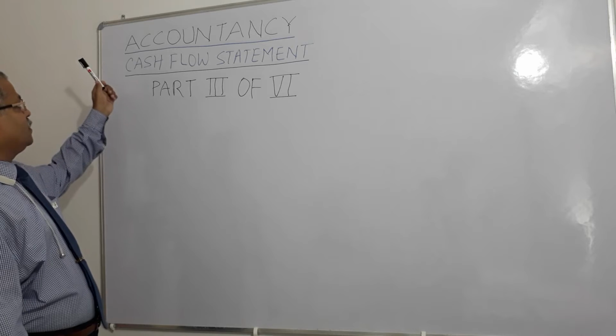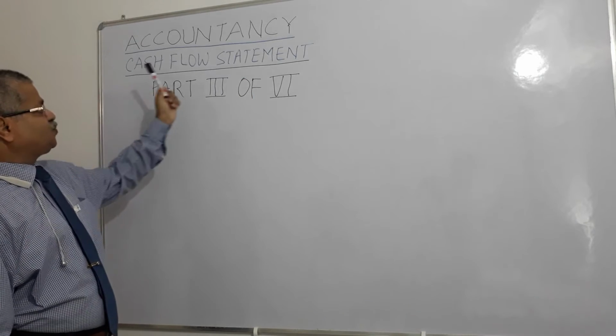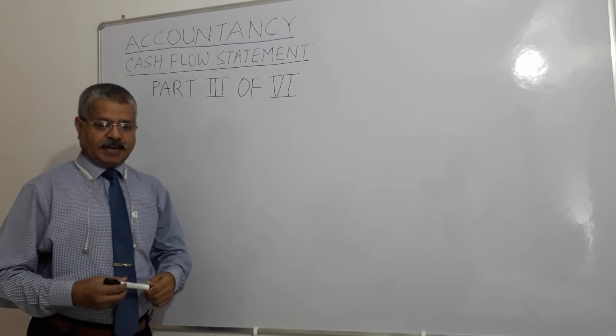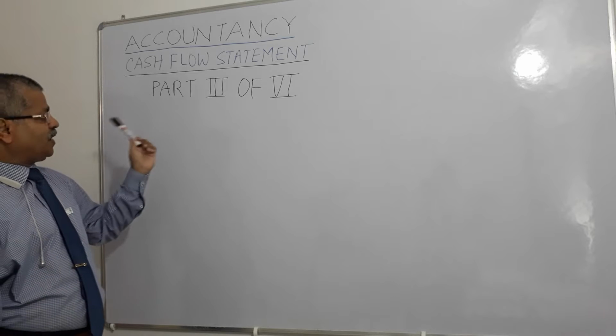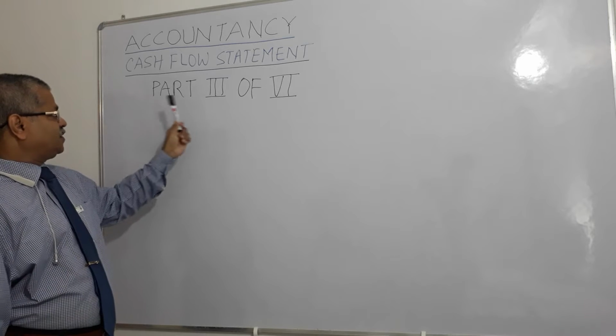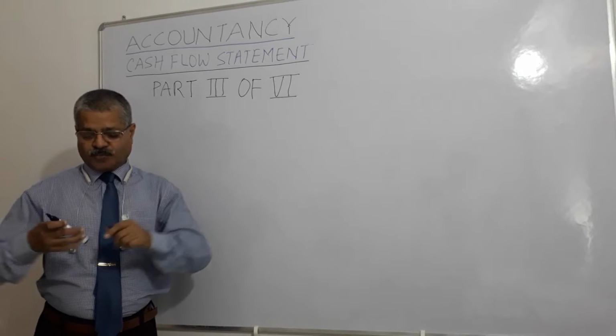Today we will study the subject of accountancy. Our chapter is cash flow statement, and we have divided this chapter into 6 parts. 2 parts we have already covered. This is part 3 of 6, right? So how do we go about it?